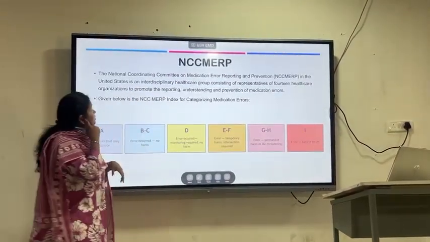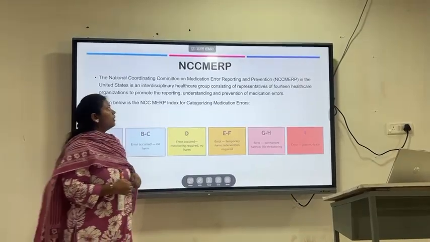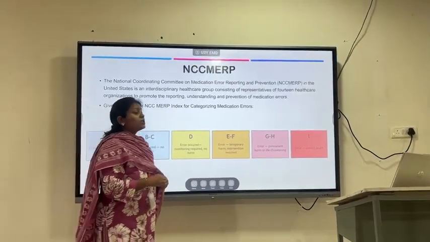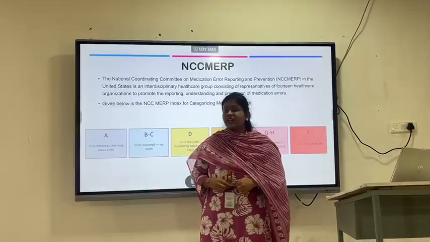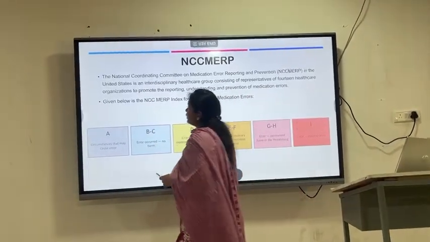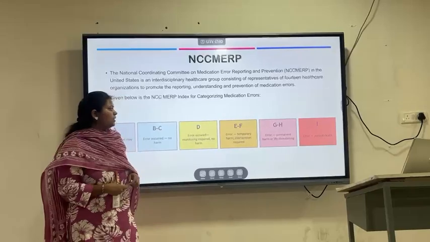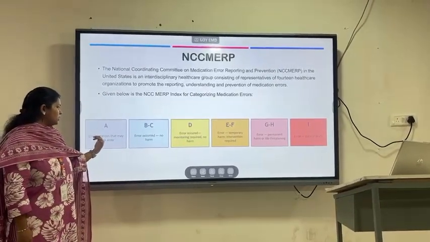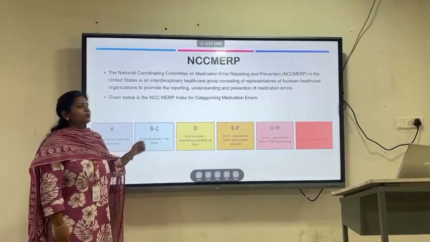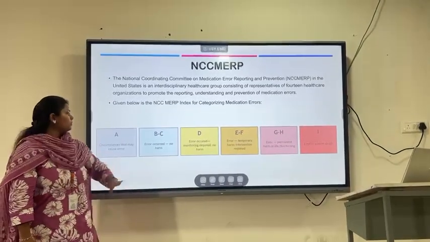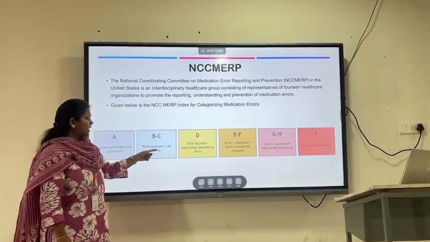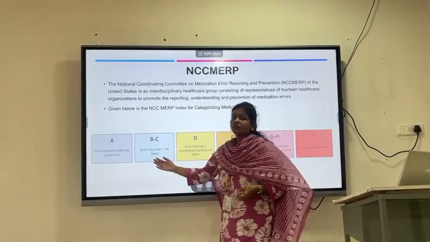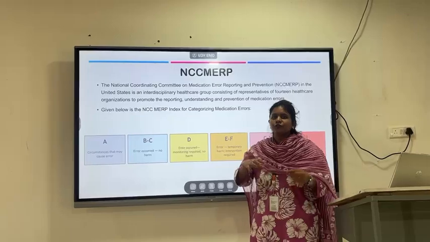Next, according to the National Coordinating Committee on Medication Error Reporting and Prevention, that is NCCMERP, medication errors will be classified into categories from A to I. The A category is circumstances that may cause error, whereas the B and C categories are errors that occurred but caused no harm. Here the medication errors have occurred, but the patient is not getting any harm.